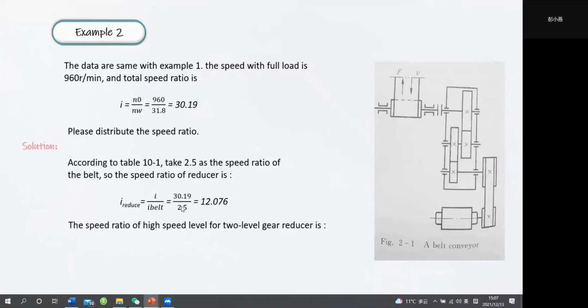You also can choose 3.5 within the range from 2 to 4.